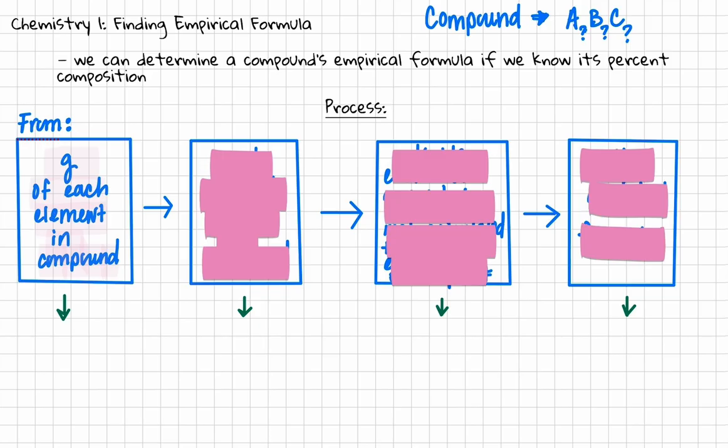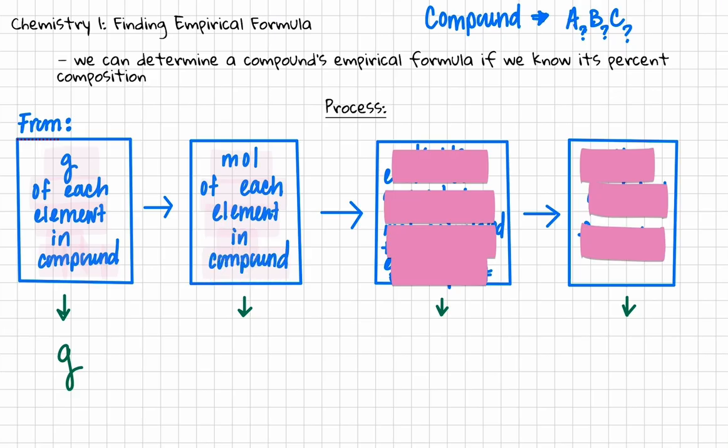Grams of each element in the compound. So you will start with something that we know is grams for the most part. Then you're going to go from grams to mole of each element in a compound. And we know how to do this from previous videos. So we're going to go from grams to mole.